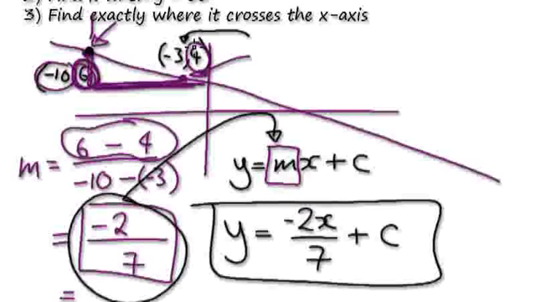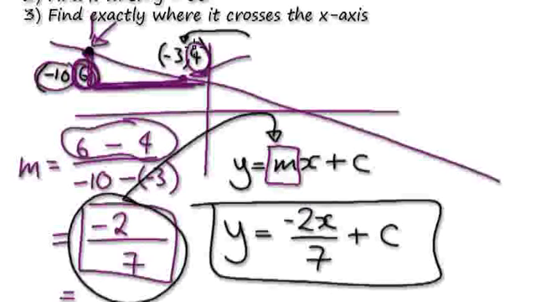So this is the x value and this is the y value here. Let's put the minus 3 into the x, and then put the 4 into the y. So 4 equals, now remember we are putting minus 3 into the x. So minus 2 times negative 3 would be positive 6. So the top part would be 6 over 7 plus c.